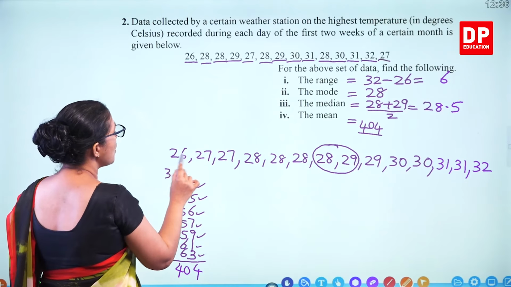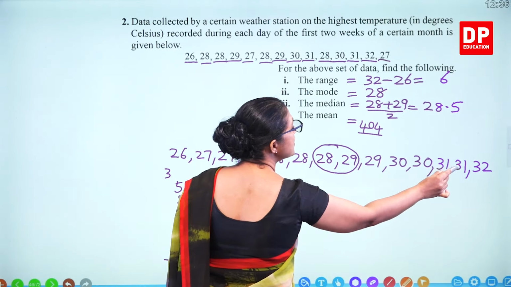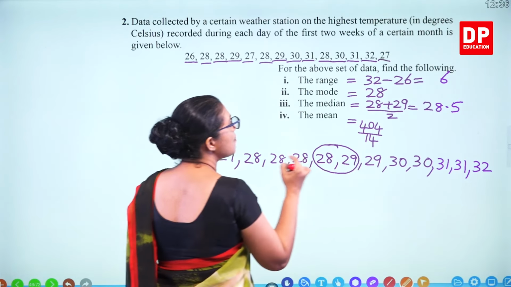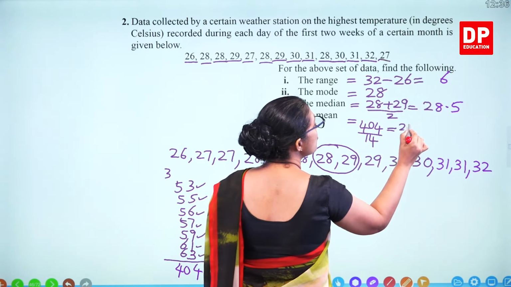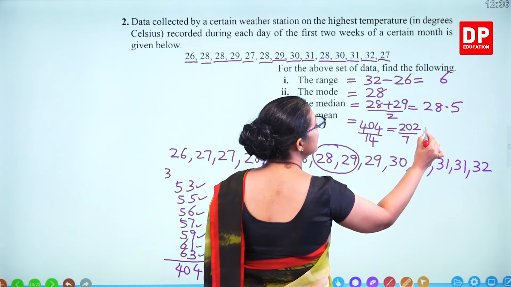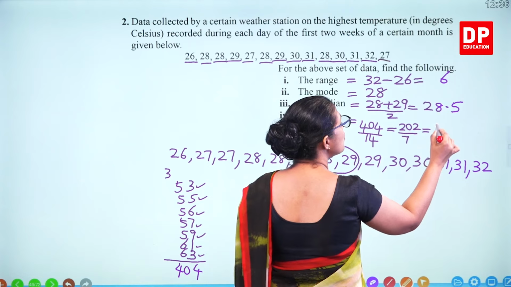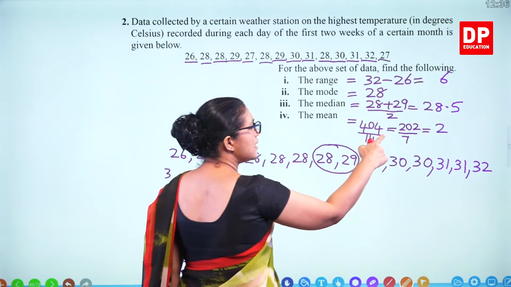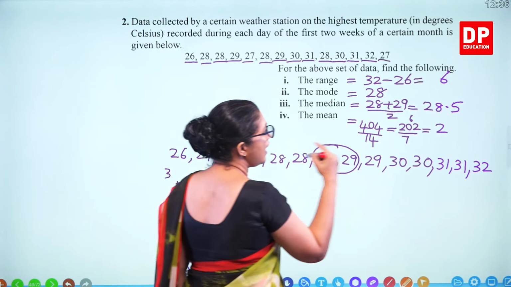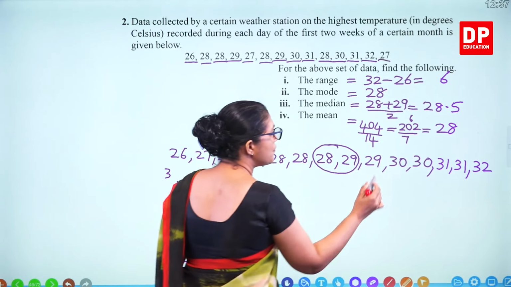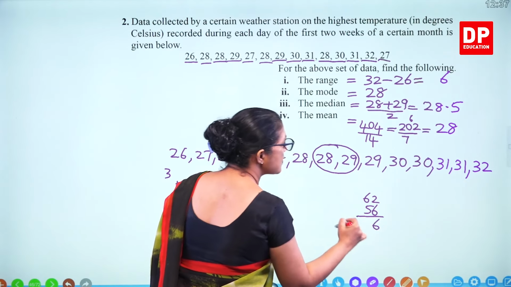number of terms 1, 2, 3, 4, 5, 6, 7, 8, 9, 10, 11, 12, 13, 14. Divide by 14. You can first divide by 2. 202 divided by 7. 7 times 2, 14. So 62. 62, 7 times 8, 56. So 62 minus 56, you get 6 there.